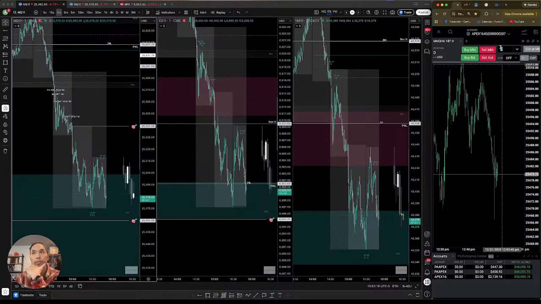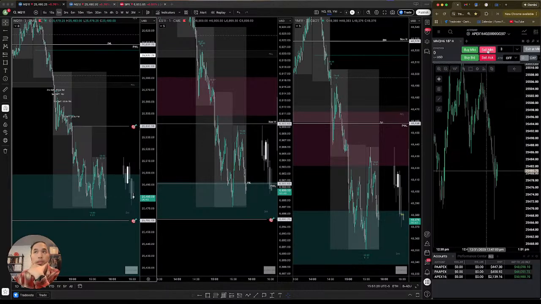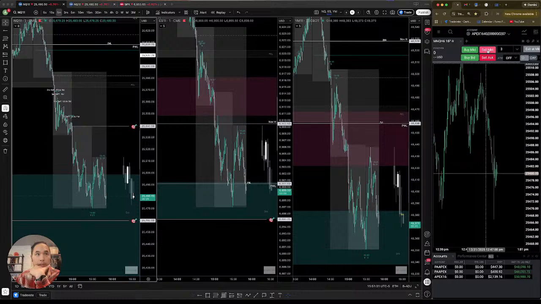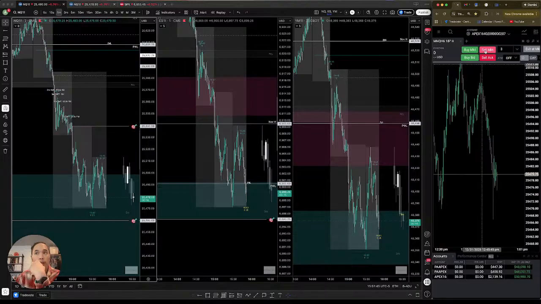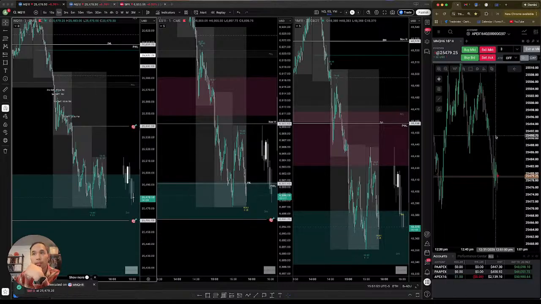Come on. Contracts. Wait, we currently have SMT, but let's see if ES has closed below there. 77.90. It's about a 12, 13 point stop. Let's see if we can get a little bit higher. Order filled. Stop right here. Order working. About a 10 point stop.